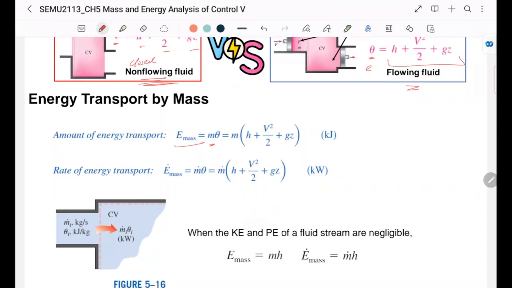If we multiply with m dot, which is flow rate, mass is just kg. If we're talking about kg per second, which means time comes into the picture, then we get the E dot mass. E is energy, so therefore you need kilojoule. E dot is the rate of energy change, so therefore kilojoule per second, hence kilowatt.